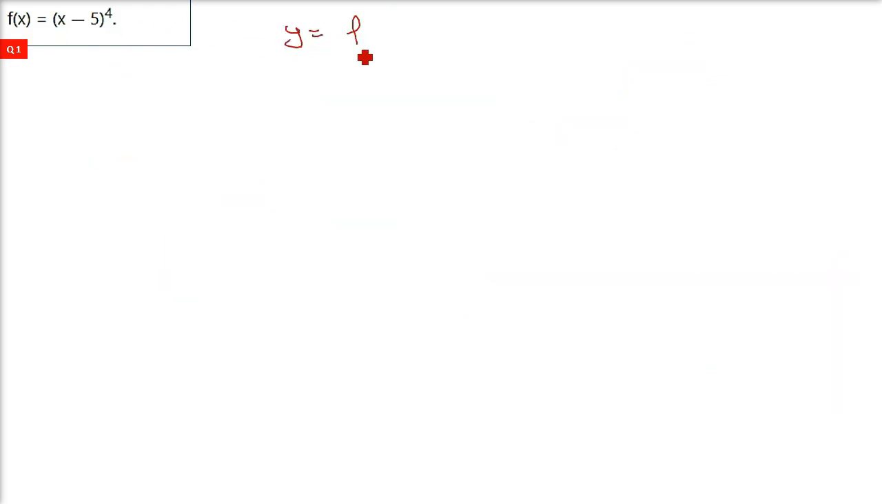y is equal to (x minus 5) to the power 4. So we'll do the differentiation as I told you. First differentiation has to be done. So we are doing the f dash x, that is the derivative. We're calling it y. y is f(x). So dy by dx is n x to the power n minus 1. So 4 comes here, (x minus 5) to the power 4 minus 1, that is 3. 4 into (x minus 5) cubed. This is dy by dx.